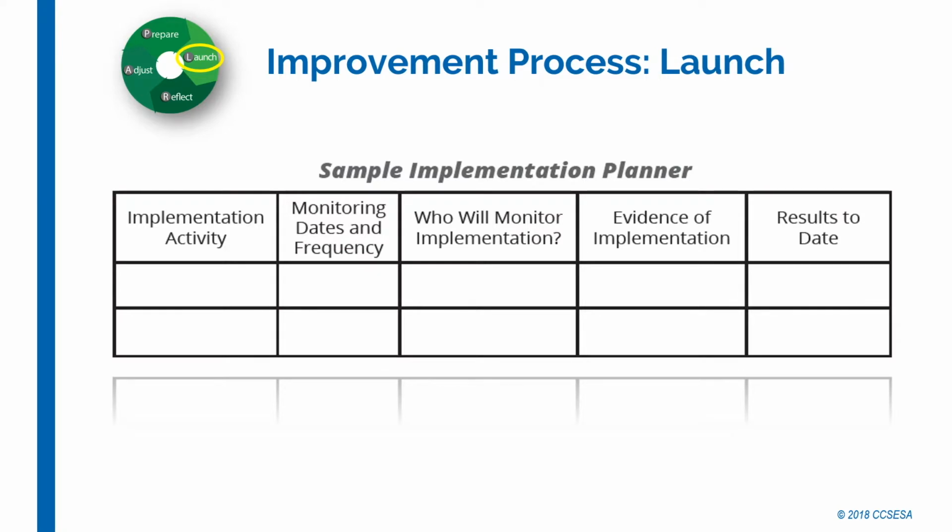This slide provides an example of an implementation planner which can be used to document agreements and roles and responsibilities throughout the launch phase. This implementation planner guides teams to not only designate the specific implementation activity, but can also help teams record the following: dates and frequency, who will monitor implementation, evidence of successful implementation, as well as progress or results to date.